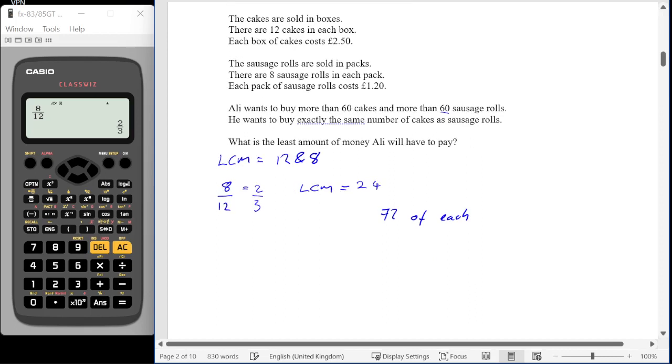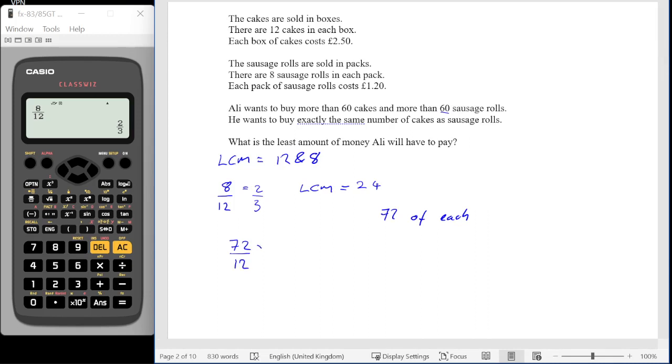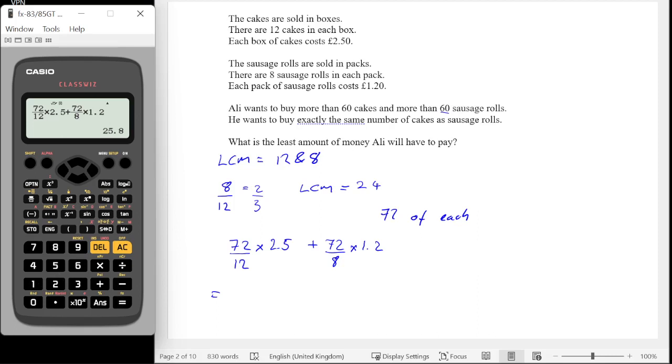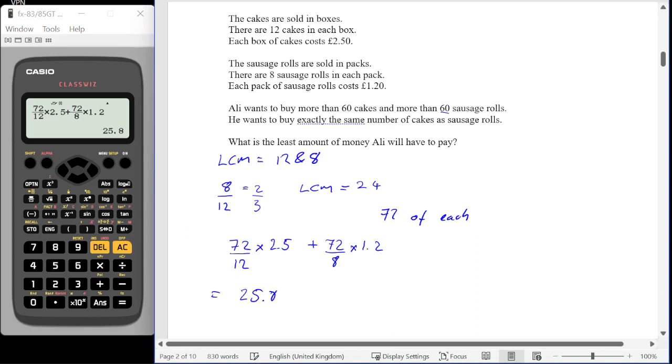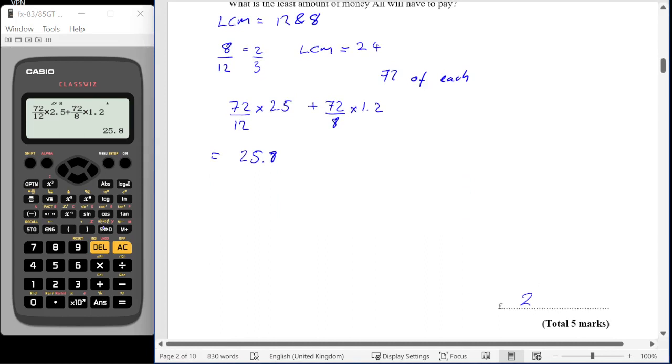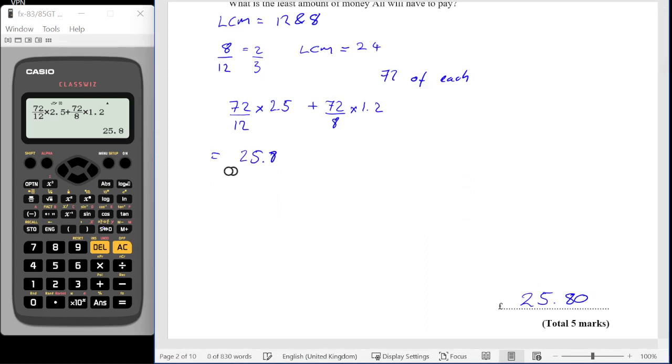So I need to work out the price then. To do that, I'm going to do 72 divided by 12, which will tell me how many packets of cakes he needs, and times that by £2.50. Then 72 divided by 8 times £1.20. So 72 divided by 12 times 2.5, plus 72 over 8 times 1.2. That's going to give me £25.80. So the cheapest it's going to cost him to fit all of those criteria is £25.80.